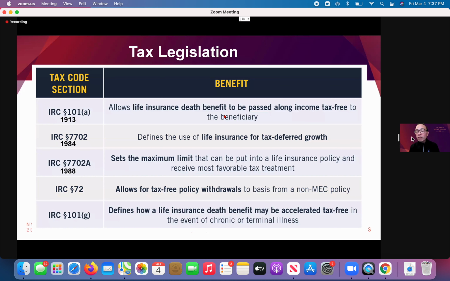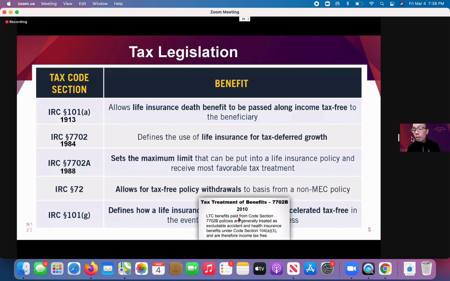It talked about death benefit being tax-free, right? In 1984, it talked about all the growth inside insurance being tax deferred, right? In 1988, it said that there must be a limit, a maximum you can fund, the 7-pay, right? And then IRC 72 allows tax-free withdrawal from the policy, right? And also the terminal illness, 101G, and also 7702B, that's for long-term care. So I'll talk about it kind of fast for them to see, oh, I didn't know that.